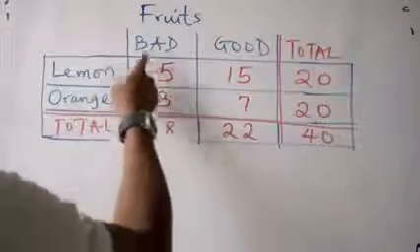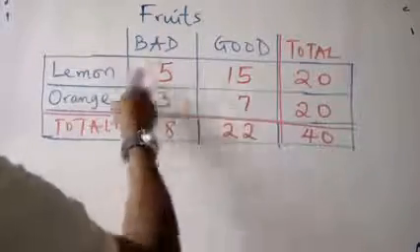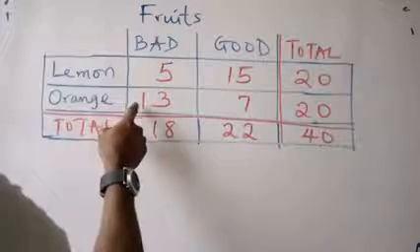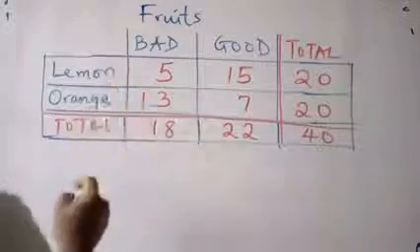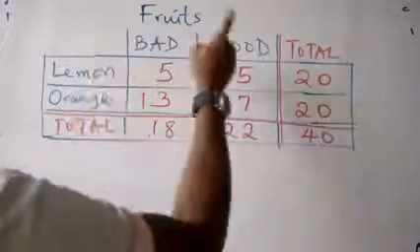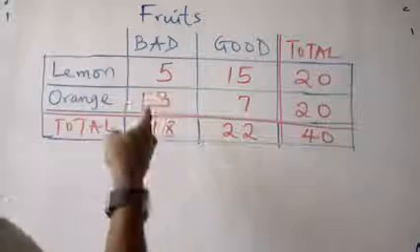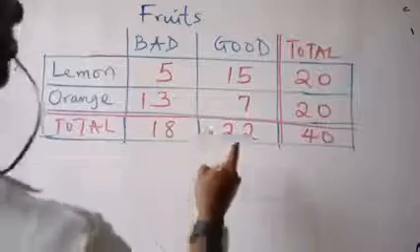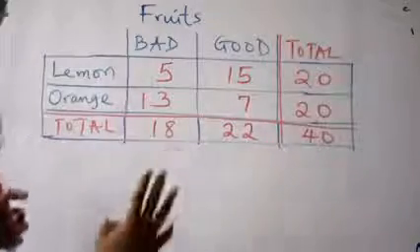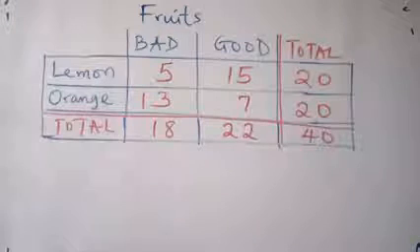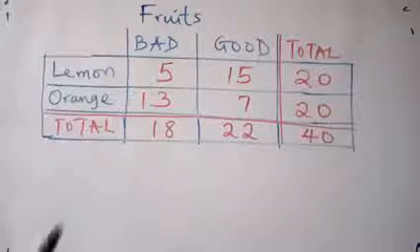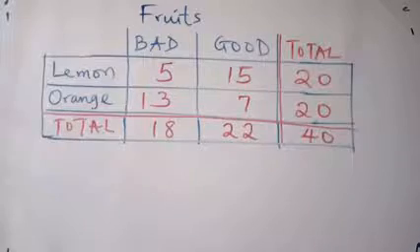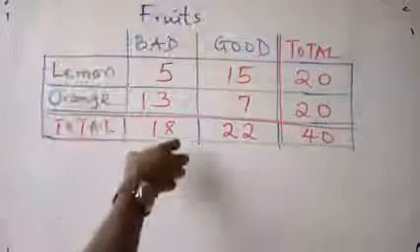5 of the lemons are bad. 15 of the lemons are good. 13 of the oranges are bad, while 7 of the oranges are good. Now, the total of the bad fruits are 18, while the total of the good fruits are 22. So if you have a question like this, that find the probability that a fruit picked at random is bad. This is bad. So just come over here.